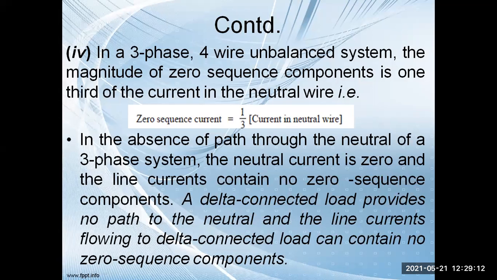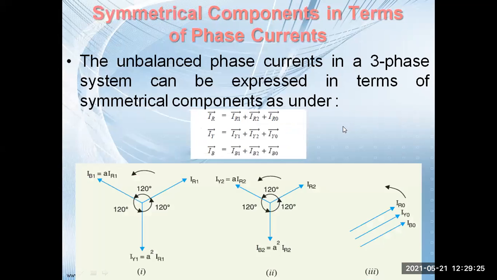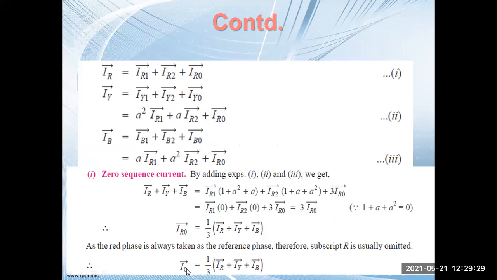Zero sequence current in any unbalanced three-phase four-wire system is equal to 1/3 of the current in the neutral wire. So we have derived this. If you can remember, I will go back there. You see, this is I naught, the zero sequence current, equal to 1/3 of IR plus IY plus IB.